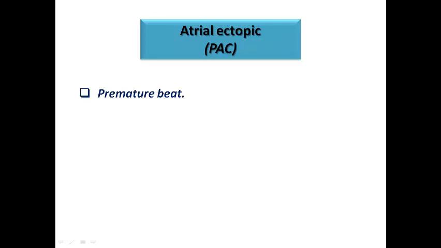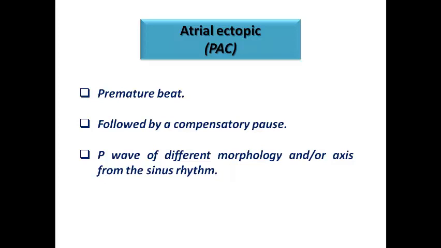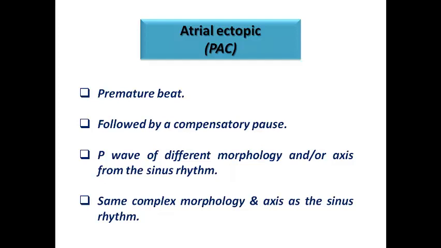So we can summarize the features of atrial ectopic. It is a premature beat as it comes earlier to the preceding sinus beat. It is followed by a compensatory pause. The P wave has a different morphology and/or axis from the sinus rhythm, and sure, it would show the same complex morphology and axis as the sinus rhythm. So the P wave would be different, but the complex would show nearly the same morphology and axis, because the ventricular depolarization proceeds downwards in the His-Purkinje system through the AV node. So I should not expect to have a different complex morphology or axis.